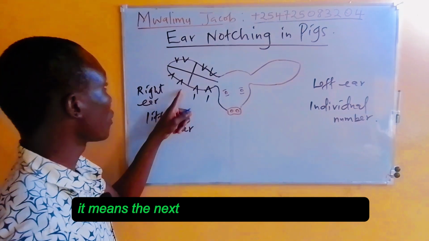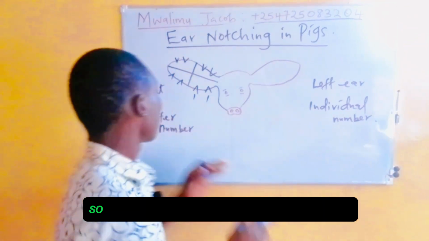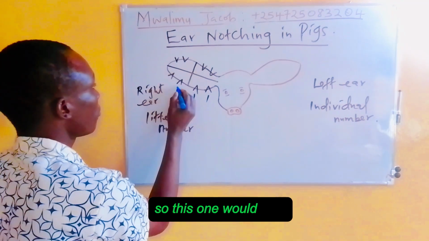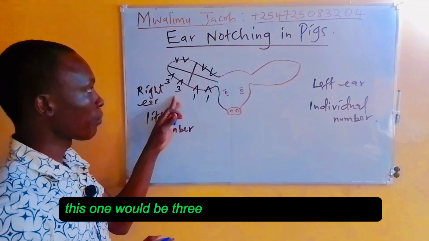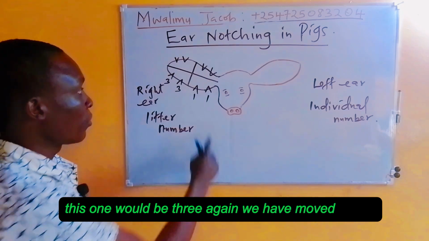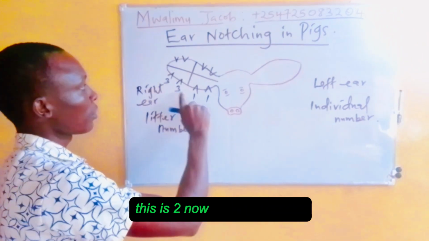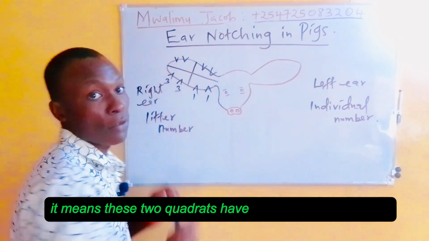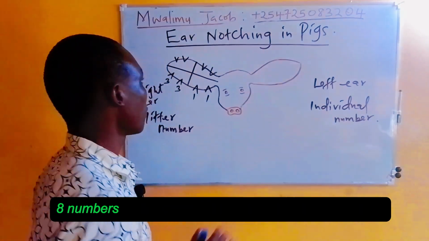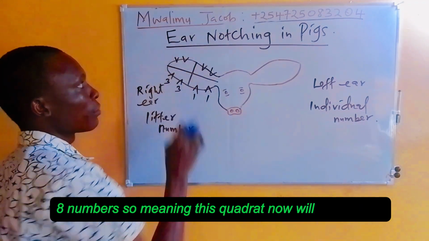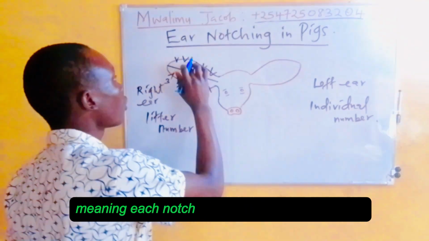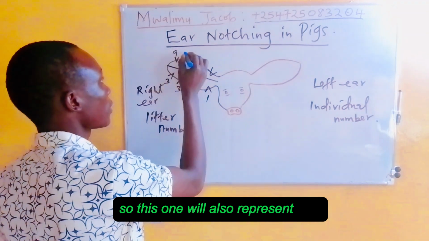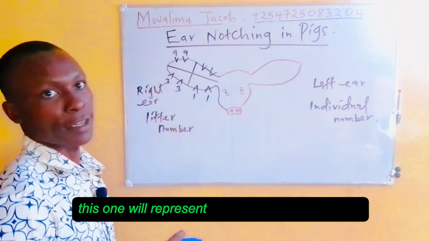It means the next quadrant we are going to 3. So in this quadrant, each notch represents 3. So this one will be 3, this one will be 3. Again, we have moved from 1, this is 2 now, this is 5, this is 8. So these two quadrants have already accommodated 8 numbers. So meaning this quadrant now will represent 9, meaning each notch will represent 9 as a number. So this one will also represent 9, this one will represent 9.